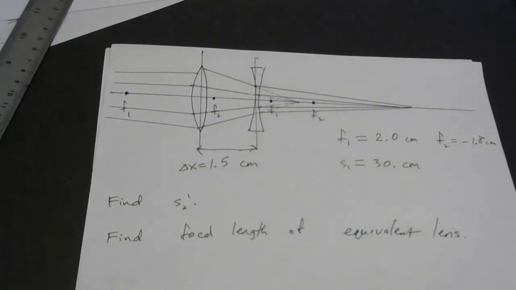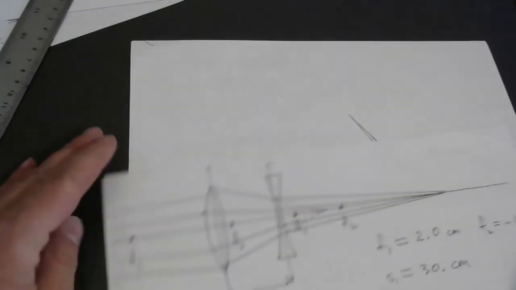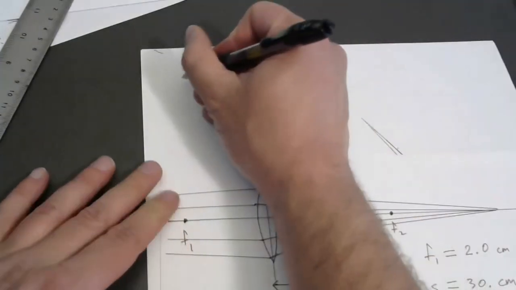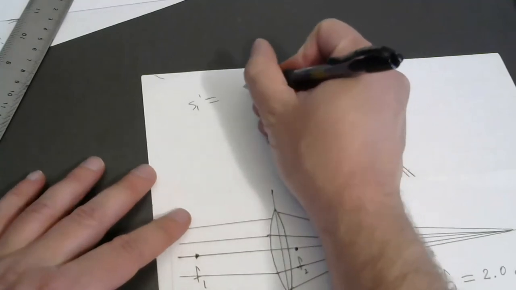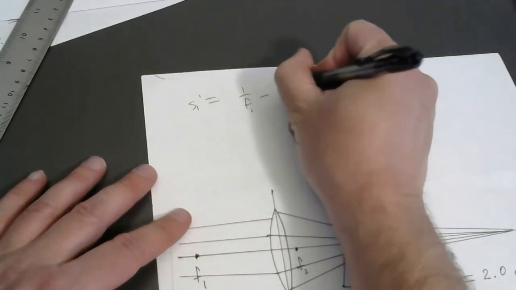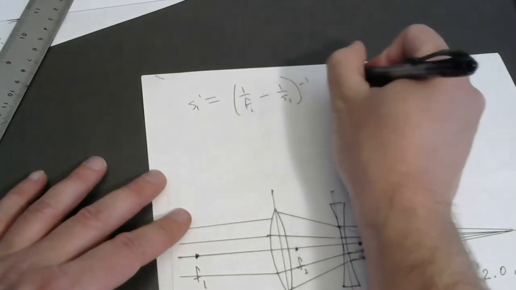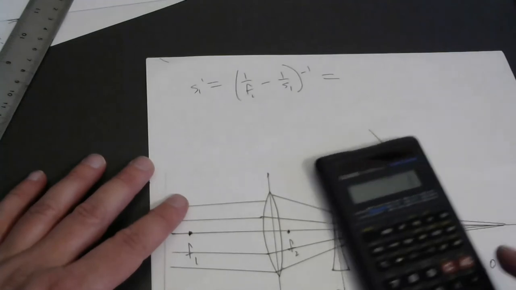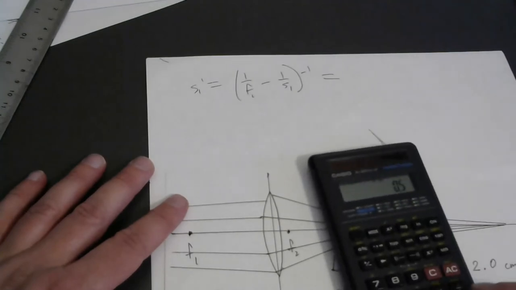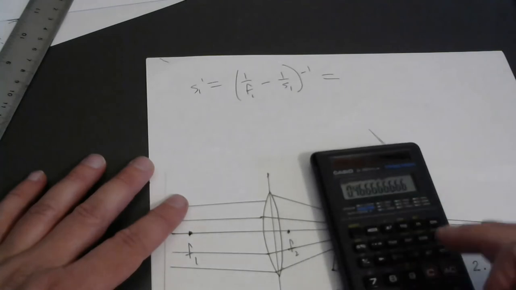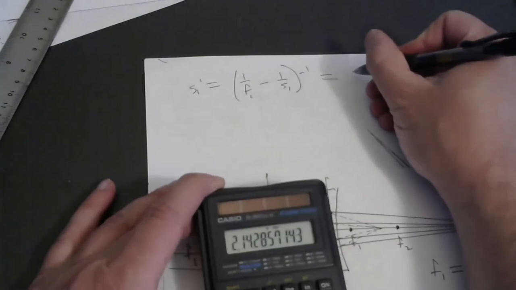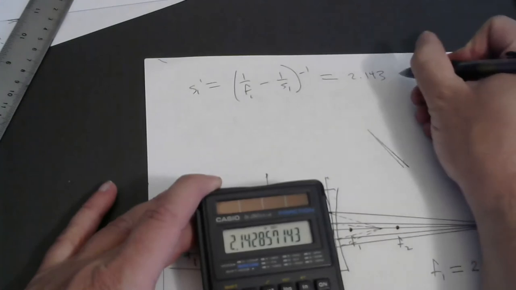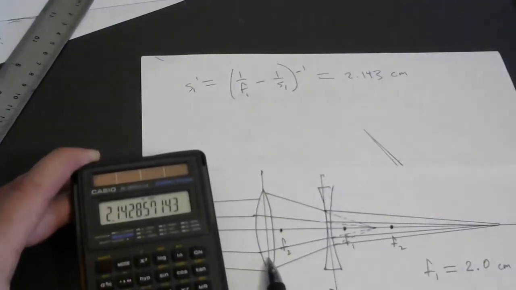Okay, well, this is just repeated application of the thin lens equation. Let me first find the location of this point with respect to the converging lens. I'll say S1 prime. Well, we'd have to go 1 over the focal length minus 1 over the object distance, and take the reciprocal of that. Let me do this in my calculator. So 1 divided by 2 centimeters minus 1 divided by 30 centimeters, it equals, take the reciprocal button, and I find that the image that comes out of the first lens is 2.143 centimeters to the right of the converging lens.